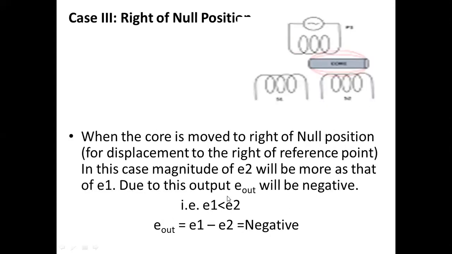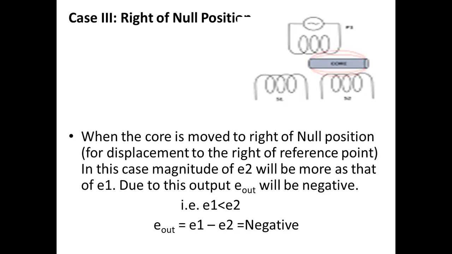Next, the third case is called right of null position. Here, the core was on the left side before, and now it is shifted to the right side. Comparing S1 and S2, which secondary winding has more flux linkage? S2. S2 coil has more flux linkage, so obviously in which winding will the EMF induced be more? In the secondary winding S2.